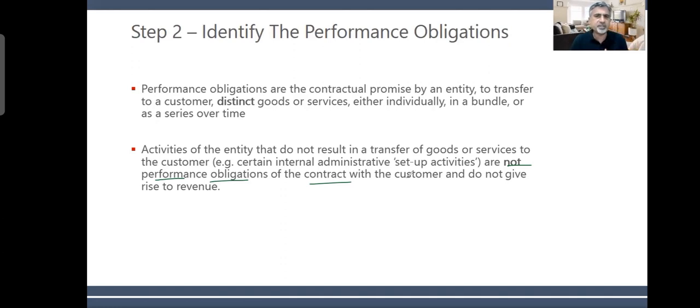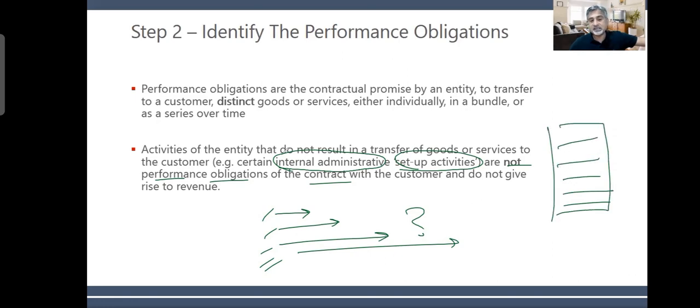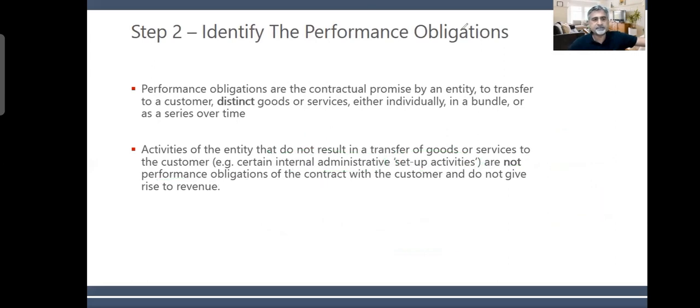These are performance obligations. But my internal planning, I will sit down with my project manager. They will make some planning document. You know, they will do some project planning. These are not performance obligations. These are my internal administrative setup activities, and I cannot charge you for this. I cannot come and say you have to pay me because I make some project planning for you. You will only pay for digging foundation, making structure, and etc., which were part of the building. These are not performance obligations. So it's important to understand.